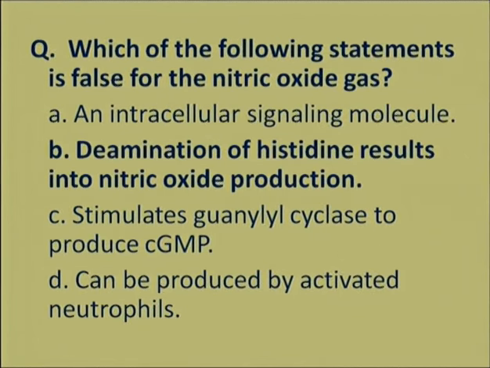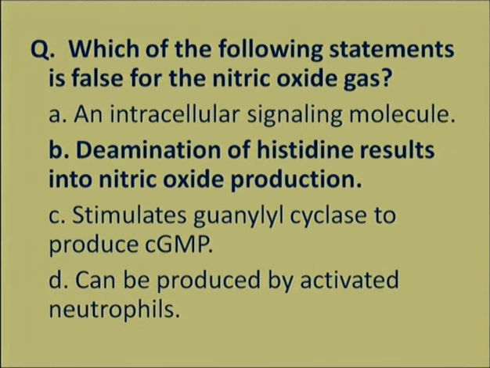NO. Similarly, in this particular question it is being asked, which of the following statements is false for nitric oxide gas? It is an intracellular signaling molecule. Deamination of histidine results in nitric oxide production. It's not like that. Actually, L-arginine is involved. So here, it stimulates guanylyl cyclase to produce cyclic GMP. It is also correct.